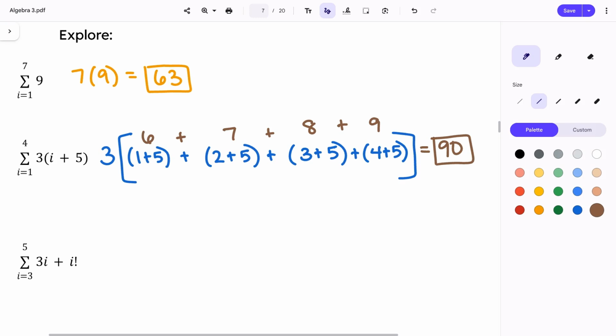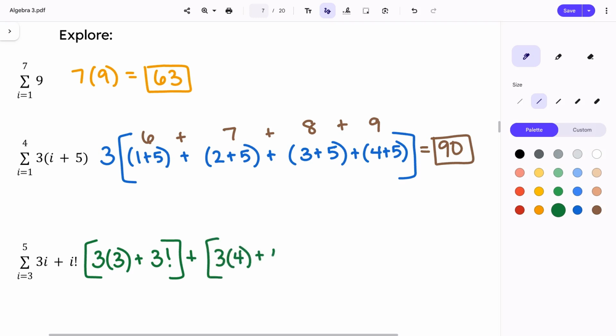And then the last one, you can either do it in one swoop or you can split it apart if you want. I'm just going to do it in one. So I'm going to do 3 times 3 plus 3 factorial. That's my first term. And then plus 3 times 4 plus 4 factorial. And then the last one for this series is a 5.